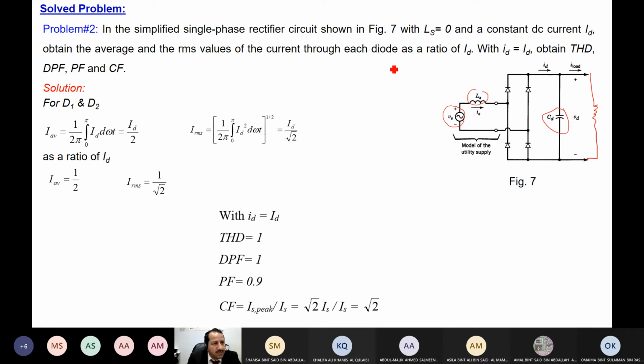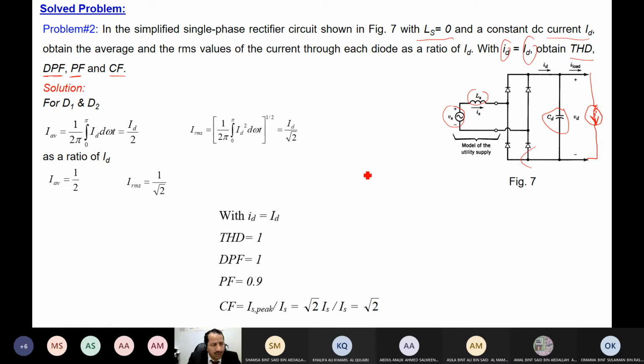Okay, he told me that the simplified circuit of the single phase rectifier is shown in the figure with Ls equal 0 and constant DC current. Oh, this is constant DC current, not resistance. It means a highly inductive load. Obtain the average and RMS value of the current through each diode as a ratio of ID. Obtain the total harmonic distortion, displacement power factor, and crest factor.